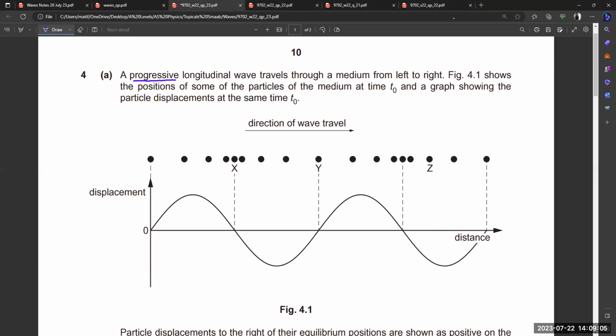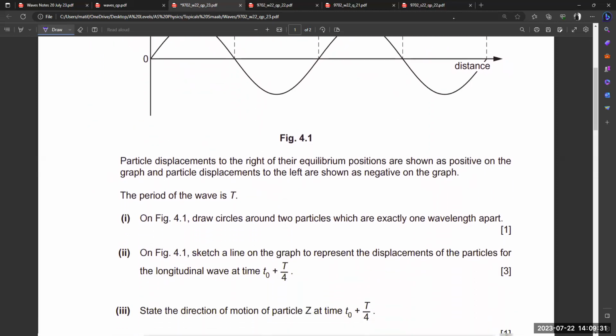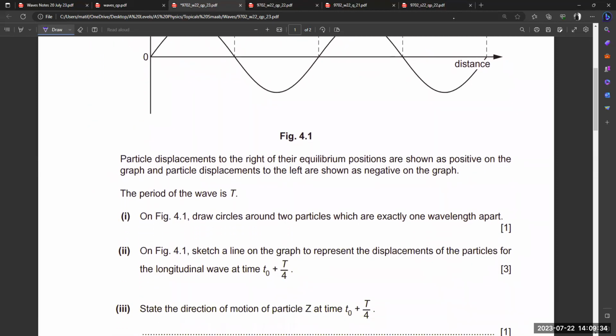Okay, so the wave is traveling through a medium from left to right. Figure 4.1 shows the position of some of the particles of the medium at time t equals 0, and a graph showing the particle displacement at the same time t naught. The direction of travel is also given. The first part: particle displacement to the right of the equilibrium position and particle displacement to the left are shown as negative on the graph.